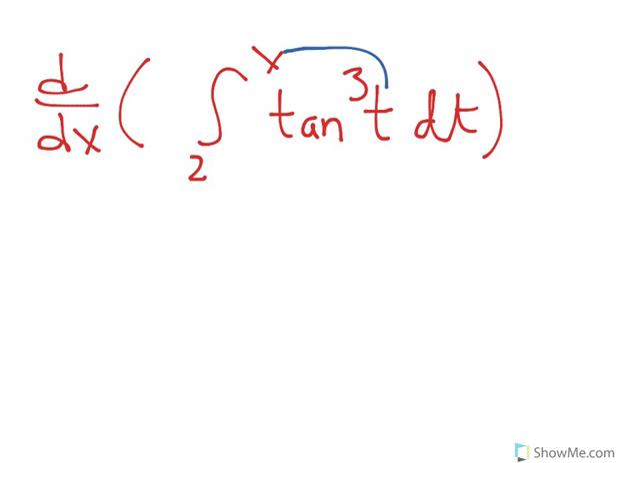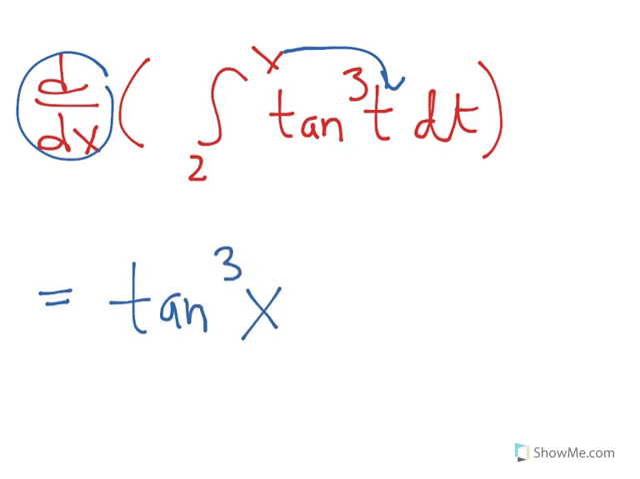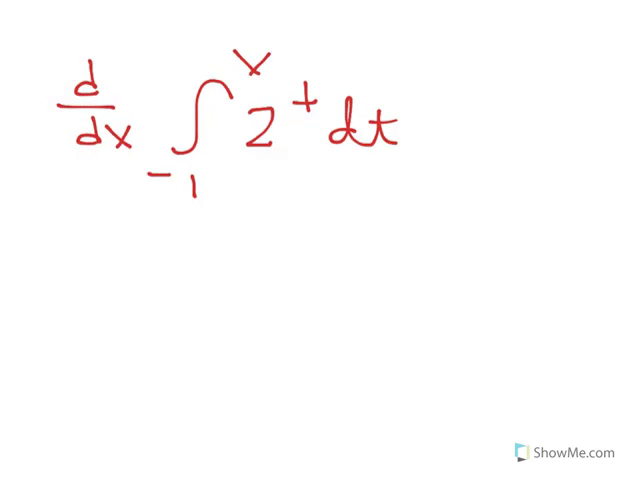For the next one, we're going to drop the x in for t again. D dx means take the derivative, so I can just do that. It's going to be tangent cubed of x. The derivative is going to be tangent cubed of x. For the next function, I'm taking the derivative again. This number is meaningless. It's going to be equal to 2 to the x, replacing the x with the t.